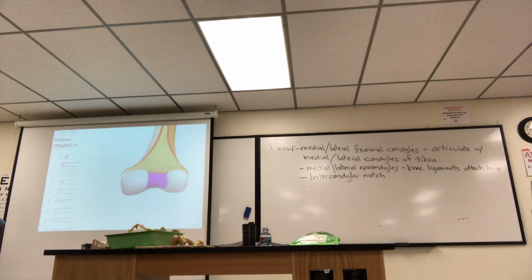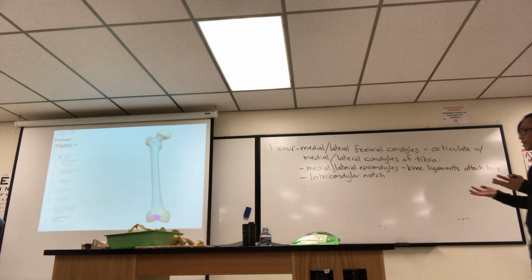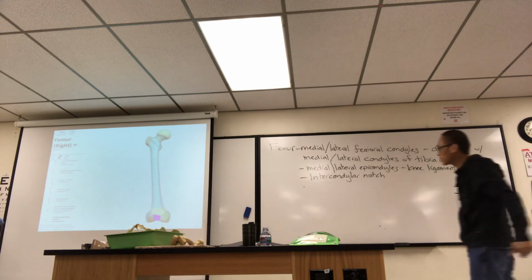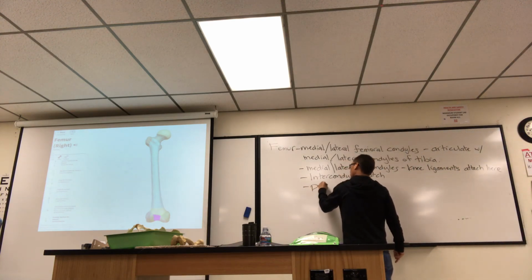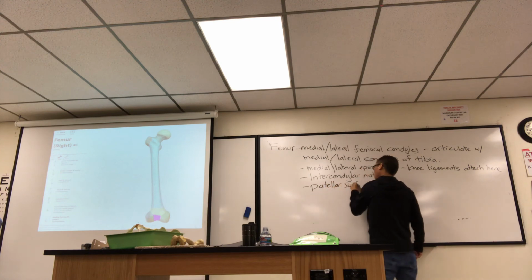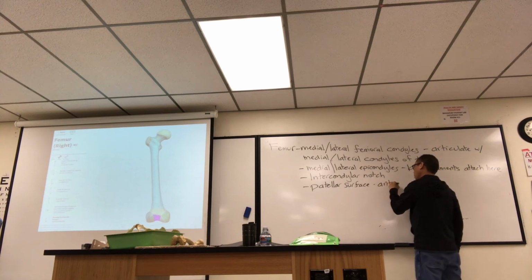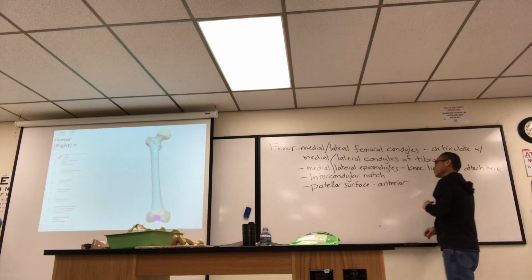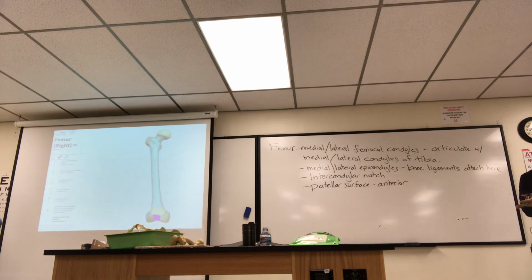Let's go to the front. This is the back. Fossa is okay. Sometimes it's called the intercondylar fossa. You can call it the notch if you want. That's the front. Let me orient you. That's the full femur length. This is the anterior aspect. In the anterior aspect, you can't see the condyles pretty much, but you can see the patellar surface from the anterior view. Pretty much that's where the kneecap sits. The patella is on there.